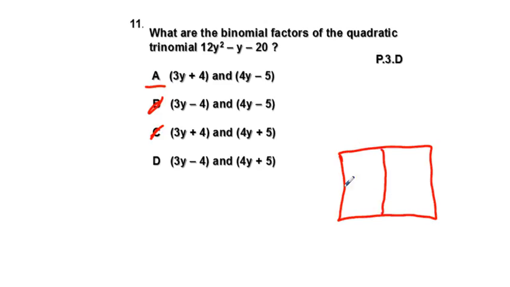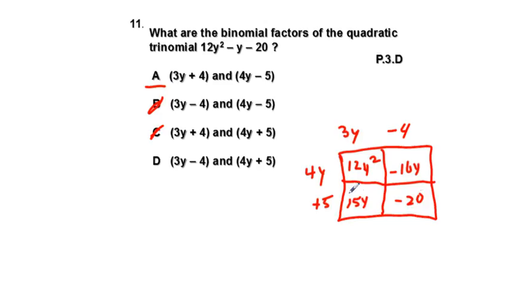Let's verify that. Okay, we put the factors here, 3y minus 4 and 4y plus 5. So we have 12y squared, that's easy. We have 4y times negative 4 is negative 16y. And down here in the lower left we have 5 times 3y, plus 15y, and then we have negative 20. Well, 15y minus 16y is negative y, so this is going to be D, our correct answer.